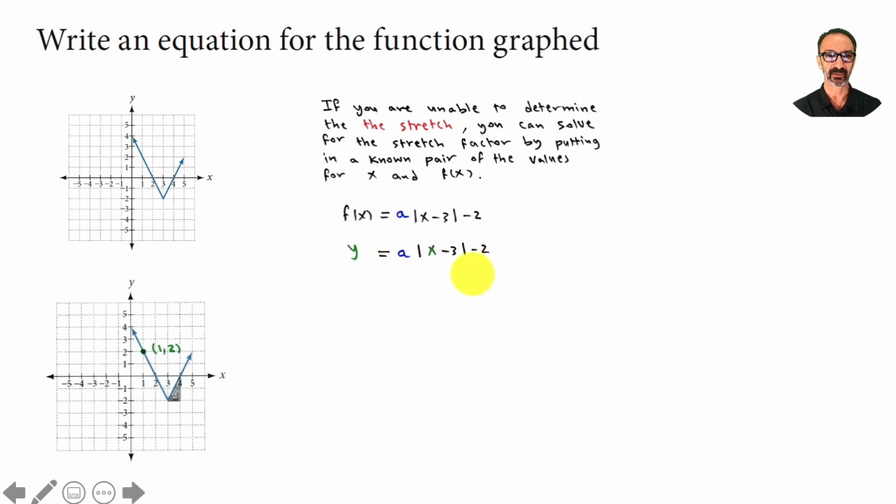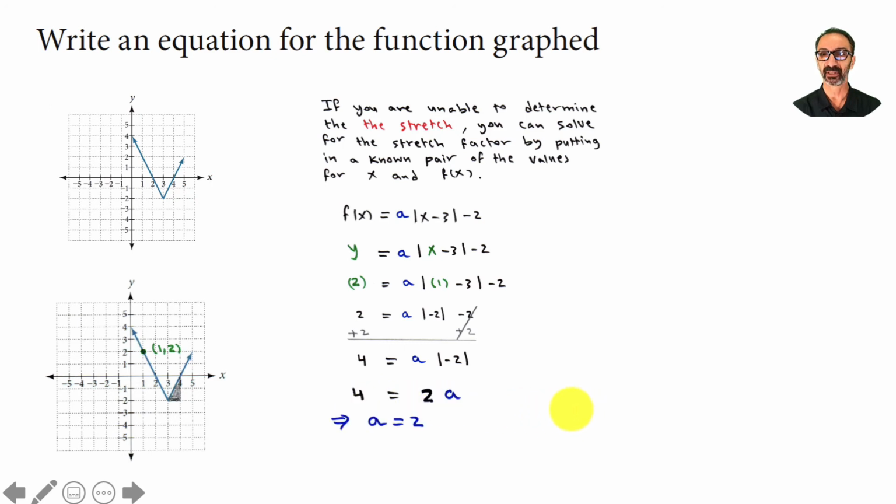So here's one way to do it. Just rewrite it as y, plug in 1 for x, 2 for y. We picked a point from the graph. You could pick a different point, it doesn't matter. Now 1 minus 3 is -2. Subtracting, we have subtraction of 2. Add 2 to both sides. I get this. Absolute value of -2 is 2. Mental math, or divide both sides by 2. A equals 2.